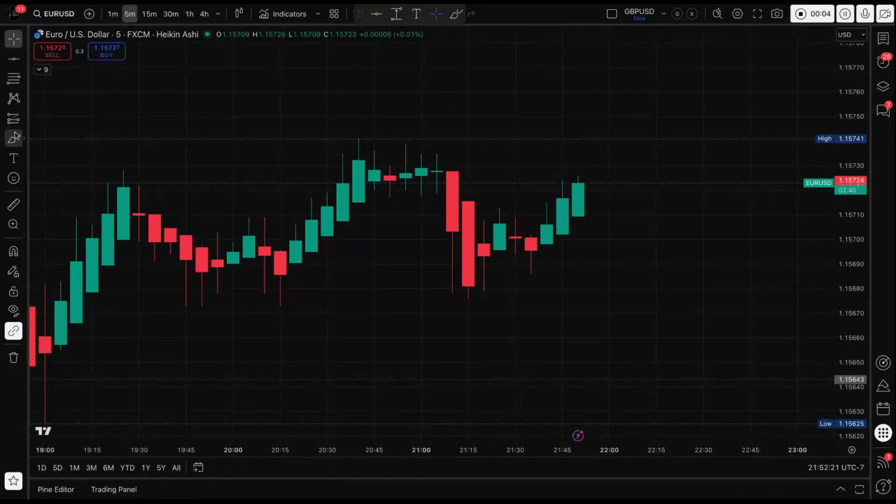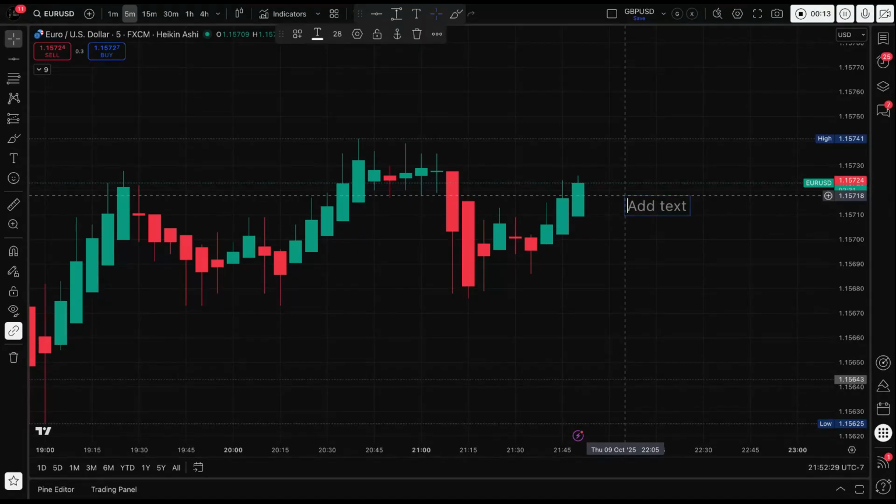I get so many questions every day from new traders about how to calculate pips. Well, let's go ahead and look at it. I'm going to create a text box and we are looking at EUR USD.